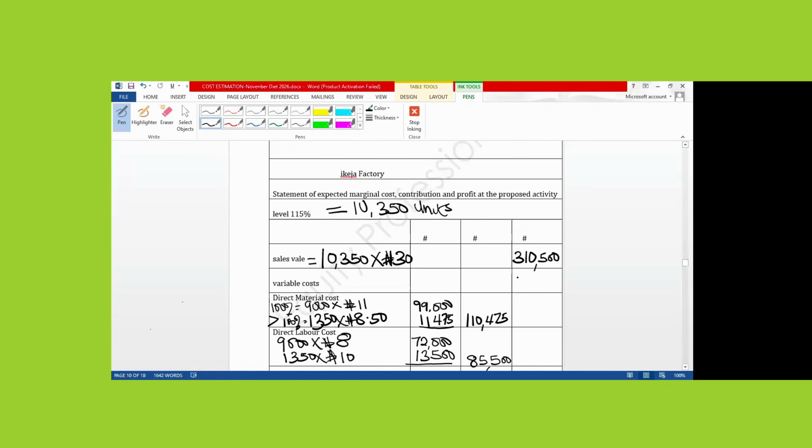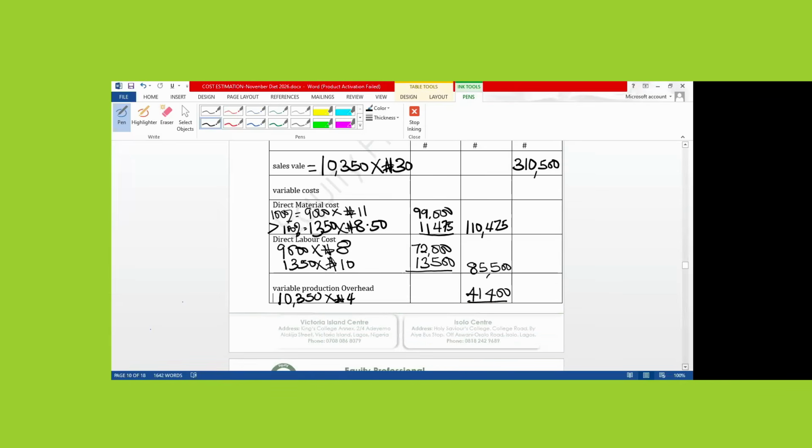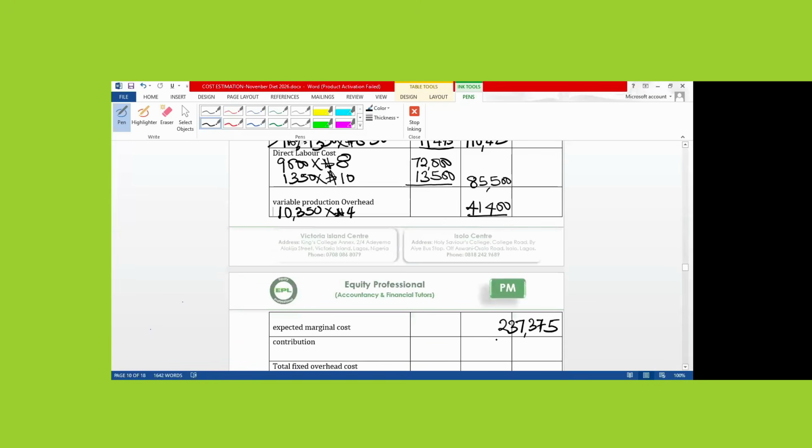You can now get your contribution: sales value minus marginal cost. What is the contribution? 73,125.